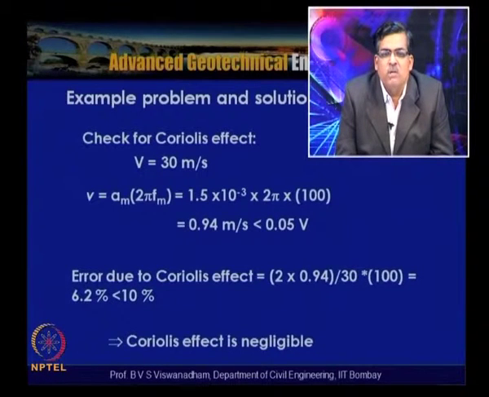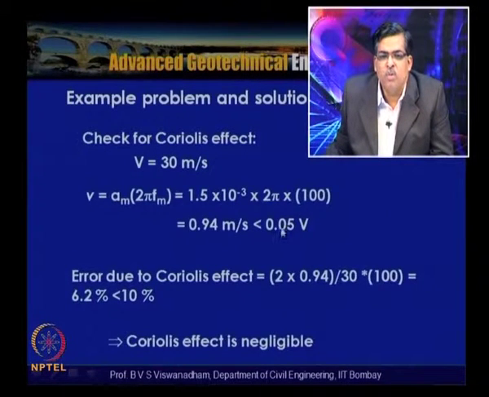So let us check for Coriolis effect for the same dynamic model which we have tested, and V is equal to 30 meter per second. We can calculate the velocity using the velocity magnitude term, which is nothing but Vm is equal to 2 pi fm times the amplitude, that is 1.5 into 10 to the power minus 3 meters, 2 pi into 100. With that we have got 0.94 meter per second, and firstly let us check whether it is less than 0.05 V. So 0.05 into 30, about 1.5 meter per second.